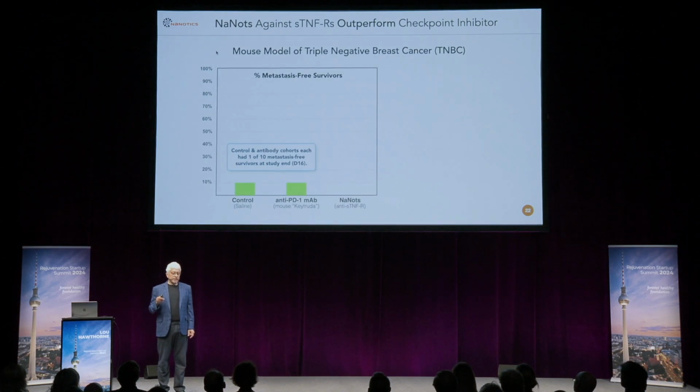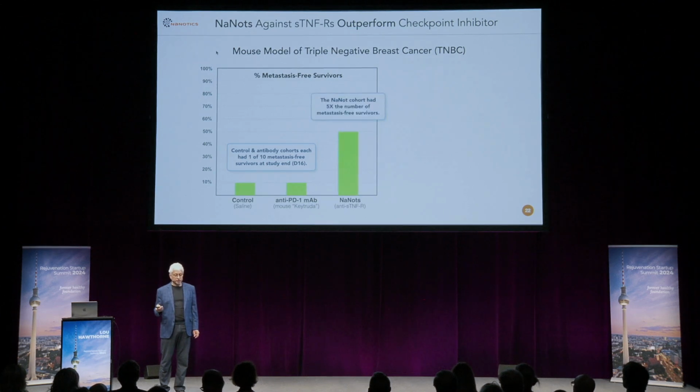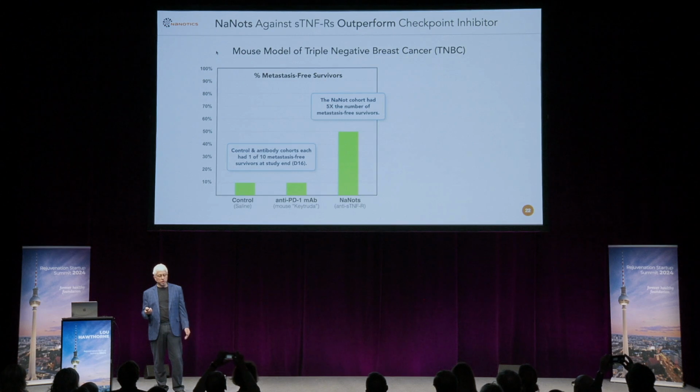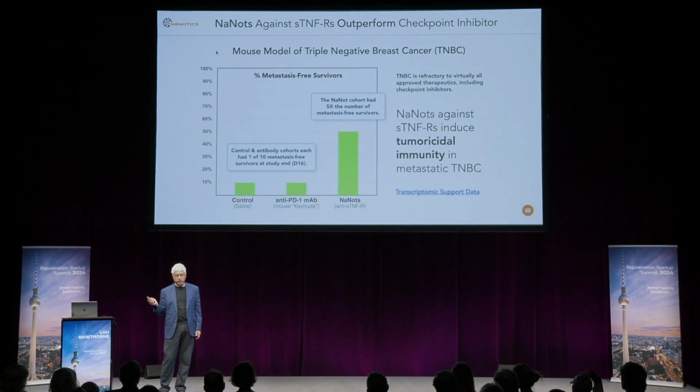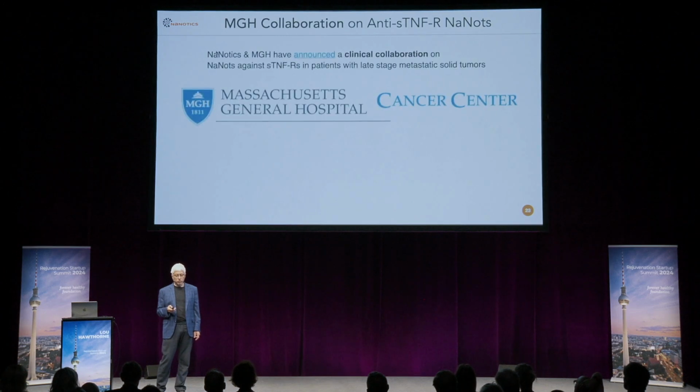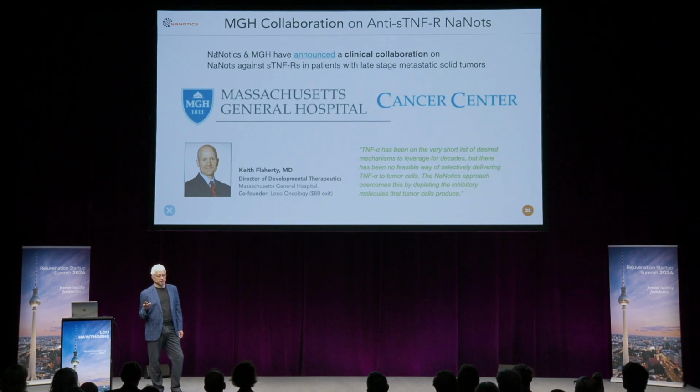So we've made NaNots against mouse sTNFRs and tested them in a syngeneic mouse model of triple-negative breast cancer. NaNots induced 5 times the number of metastasis-free survivors as the control cohorts. NaNots against sTNFRs induce tumoricidal immunity in metastatic triple-negative breast cancer. And we have a lot of transcriptomic data as well to support that. And we're moving this forward into human studies with Mass General under Keith Flaherty, who's kind of a legend of cancer immunotherapy development.